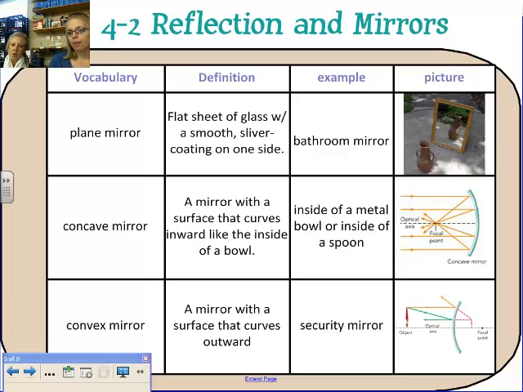So the biggest ones for this are the big mirrors on school buses, or in the library, that almost help you sometimes see around corners. That is a convex mirror. So once again, it completely changes the image that you would have seen in a plane mirror into a different type of image. It causes the light rays to reflect off at different angles.